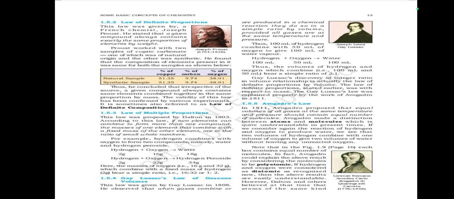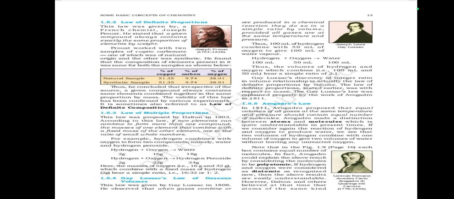Gay-Lussac's law of gaseous volumes. This law was given by Gay-Lussac in 1808. He observed that when gases combine or are produced in a chemical reaction, they do so in a simple ratio by volume, provided all gases are at the same temperature and pressure. Thus, 100 milliliters of hydrogen combine with 50 milliliters of oxygen to give 100 milliliters of water vapor. Thus, the volumes of hydrogen and oxygen which combine bear a simple ratio of 2:1.